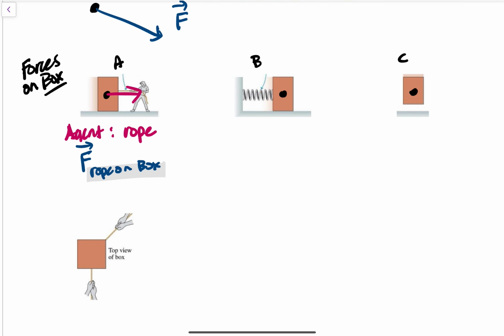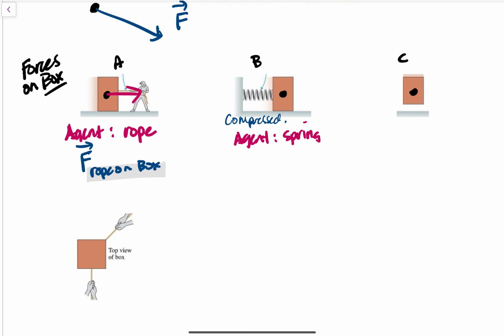In this case, we have a spring. And I'm going to say this is a compressed spring, so that's not immediately obvious. If I have a spring, I can have a stretched spring or a compressed spring. So we'll say this spring is compressed. And if I'm compressing the spring against the box, again, this is a contact force. So the agent here is the spring. That's the thing that's contacting the box. That's the thing that's going to exert the force on the box.